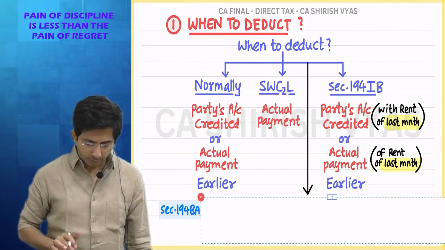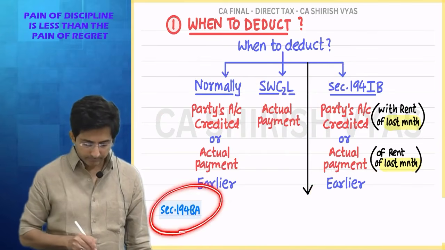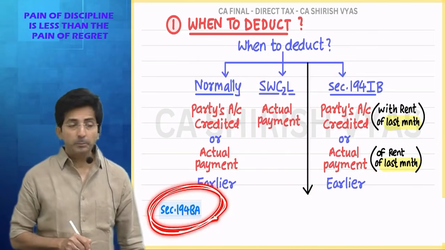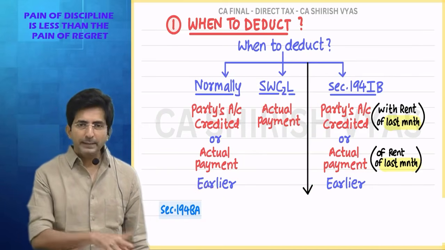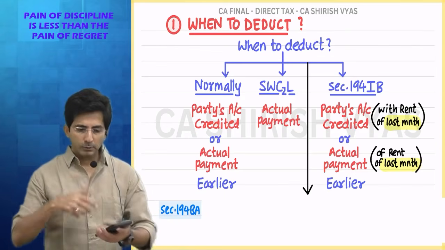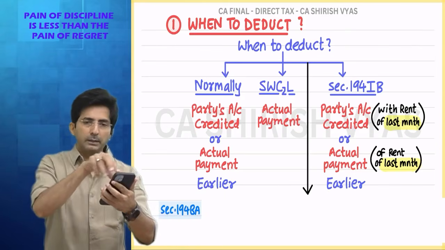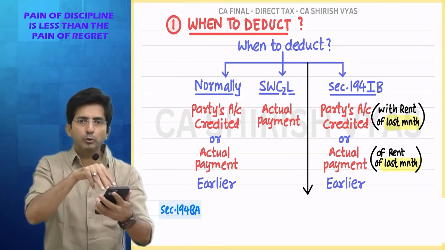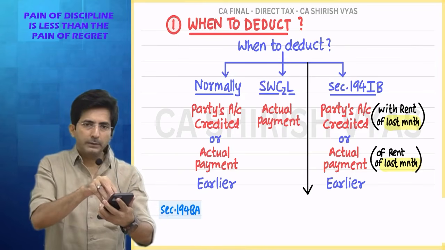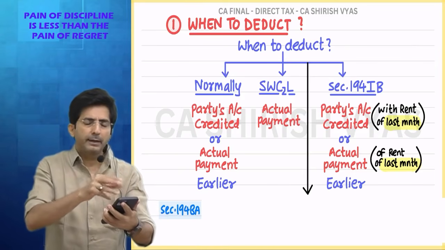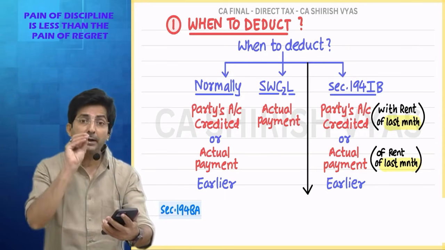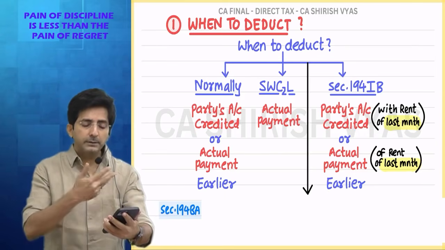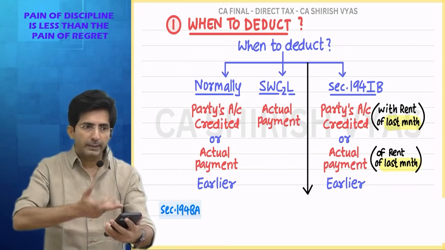What is the section of online gaming? 194BA is the section for winnings from online games. You know, in online game what happens? Look, the person who plays online game, he has an account in the mobile. That is called user's account. And once you open the account, you have to deposit some amount and you keep playing. And in a day, he might be playing 100 games. Sometimes he's winning, sometimes losing, winning, losing, winning, losing.